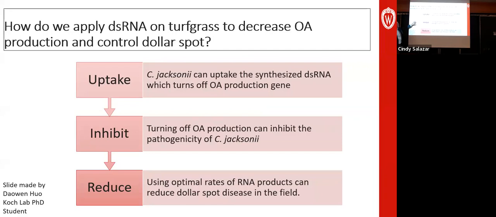So step one was making sure that the Clarireedia, the dollar spot fungus, can take up and absorb the product, which it has. We've confirmed using electron microscopy that it will take up the double-stranded RNA product. Now the next step is applying the product as a spray on the turf, inoculating with the dollar spot fungus, and seeing how much disease develops.